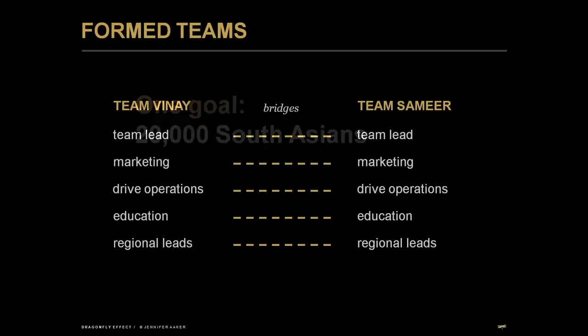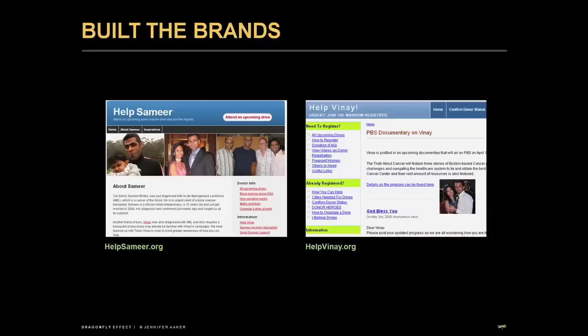Instead of treating this like a friend having gotten diagnosed with cancer, they treated this as an organizational challenge. But instead of a revenue goal, the goal was to get 20,000 South Asians into the registry within weeks. They built out two organizations, Team Samir and Team Vinay, and they had corporate leads, marketing leads, regional leads. They built two websites immediately and told the story of Samir and Vinay so compellingly that you felt touched by their lives, and the call to action was abundantly clear.